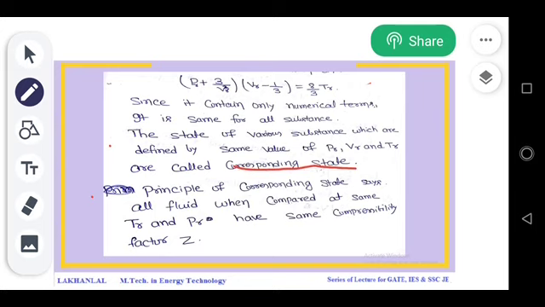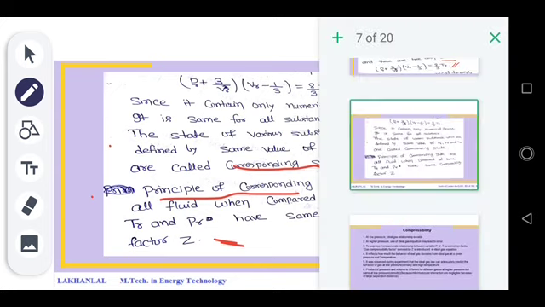Now what is the principle of corresponding states? It is quite important. Questions are asked on this. It says all fluids when compared at the same reduced temperature and reduced pressure have the same compressibility factor Z. Say any two gases, if they have the same reduced temperature and the same reduced pressure, they are going to have the same compressibility factor Z. So it's an important relation.